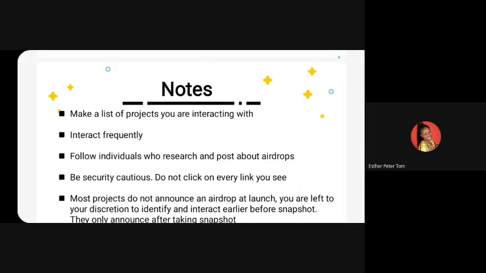So some side notes. Number one, like I mentioned earlier, projects launch every day, new projects, new products every day. It is very difficult to keep up. Also, it's very important to identify which ones are worth farming, because not everything is worth farming. So make a list of projects you are interacting with. For me, I have a spreadsheet of every project I'm farming. I review that spreadsheet weekly.